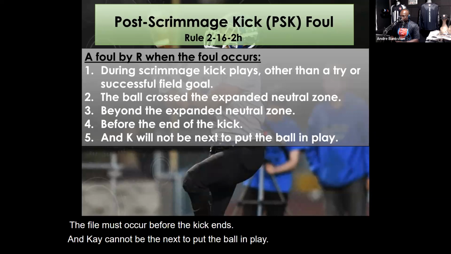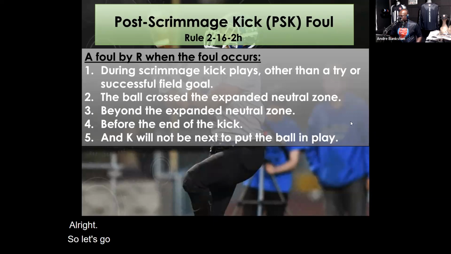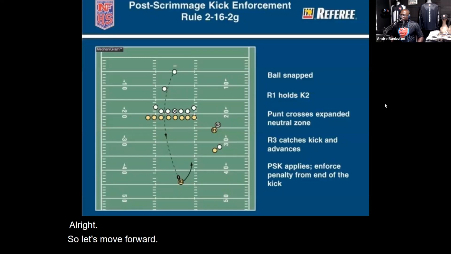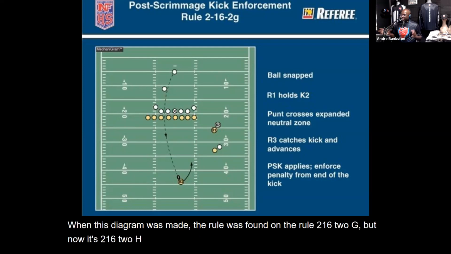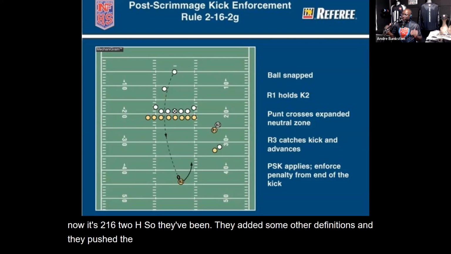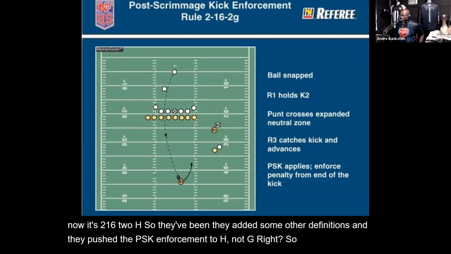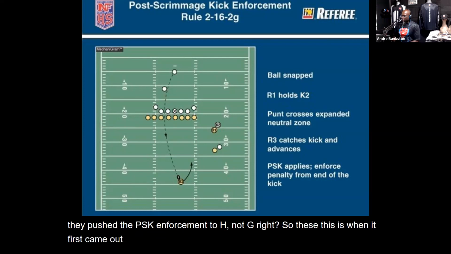All right. So let's move forward. All right. So here's a little diagram. When this diagram was made, the rule was found on rule 2-16-2-G, but now it's 2-16-2-H. So they added some other definitions, and they pushed the PSK enforcement to H, not G. All right. So this is when it first came out. So let's look at this play here.